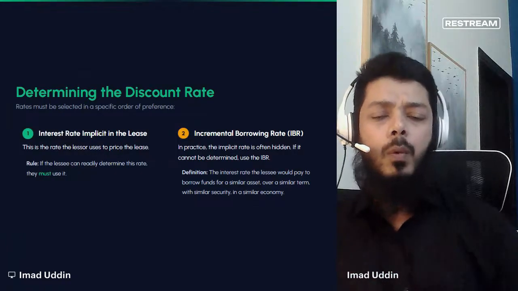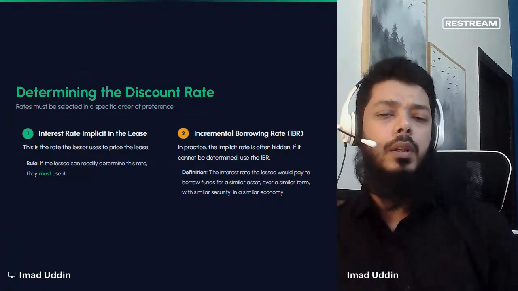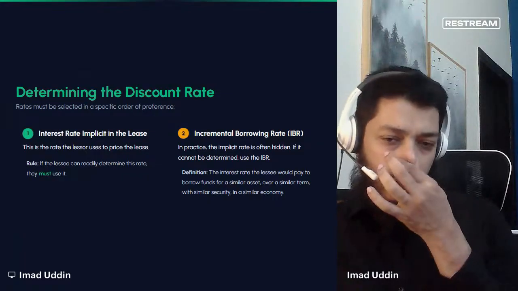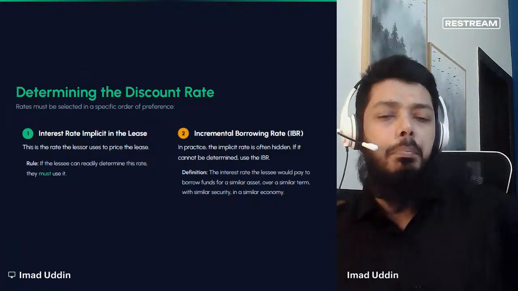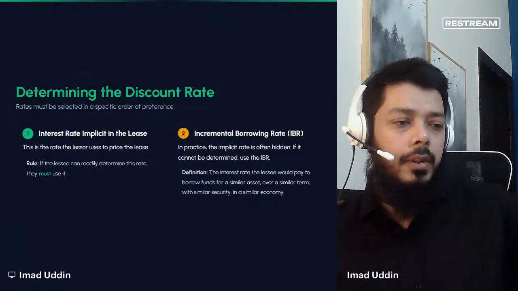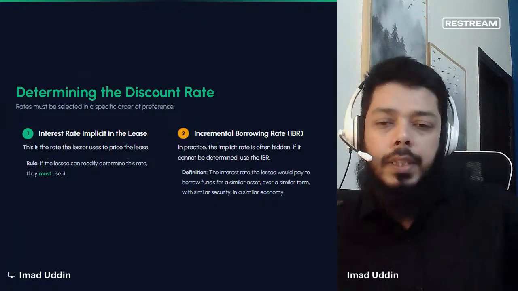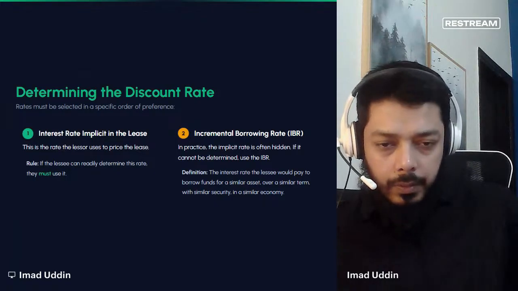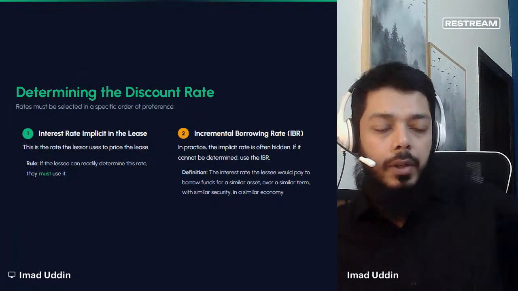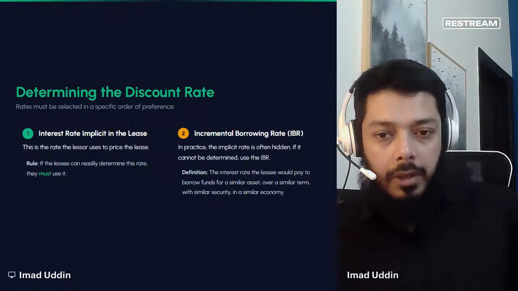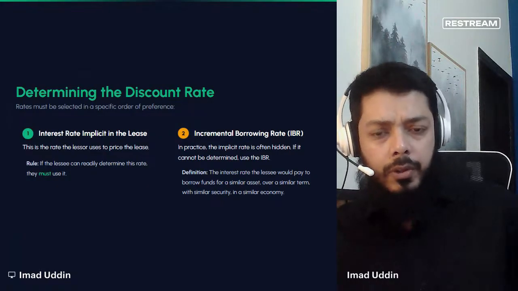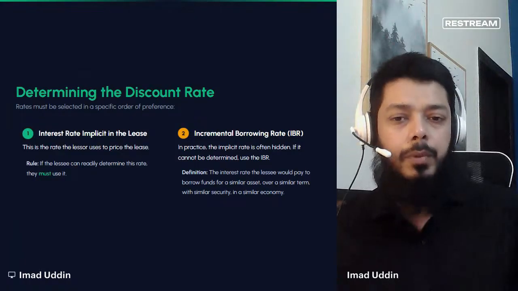Now the question is, what discount rate should be used? And the thing is that IFRS 16 does not require a market interest rate to be used, which means IFRS 16 does not require the lease liability to be fair valued, right? But it does not even allow any random interest rate. It has criteria of what interest rate is preferred and what discount rate is acceptable.